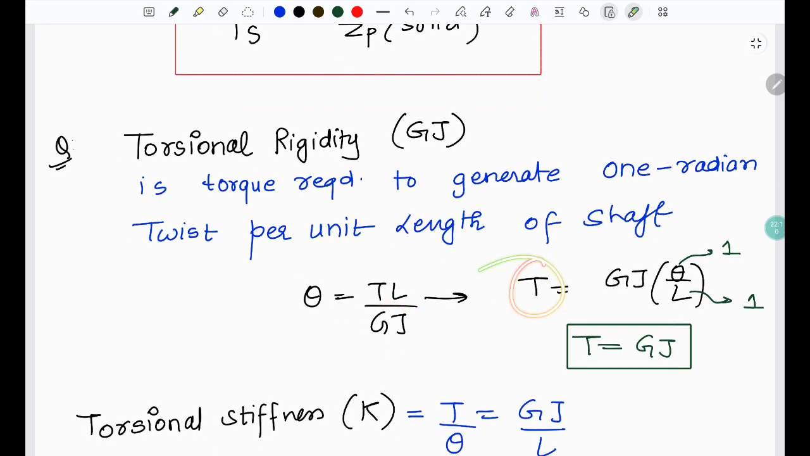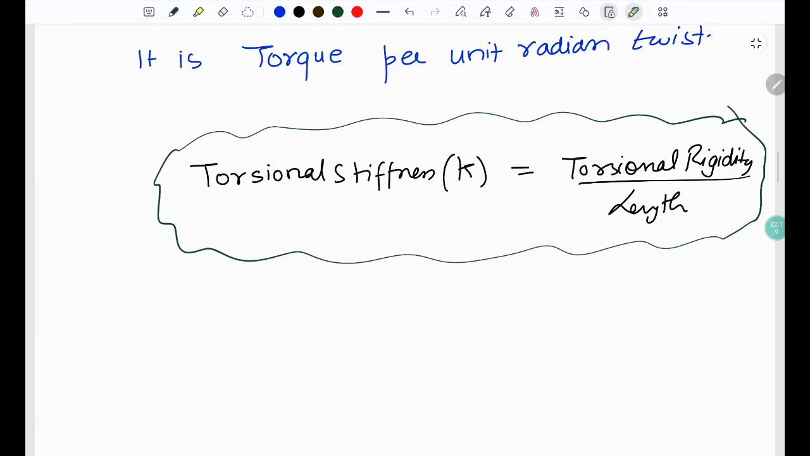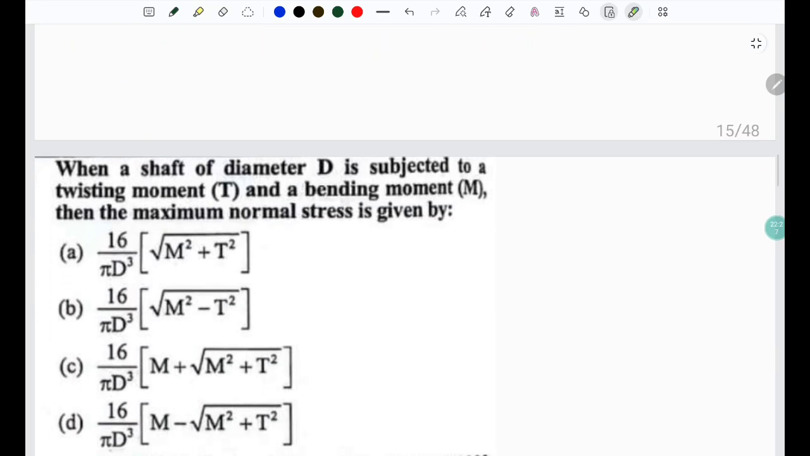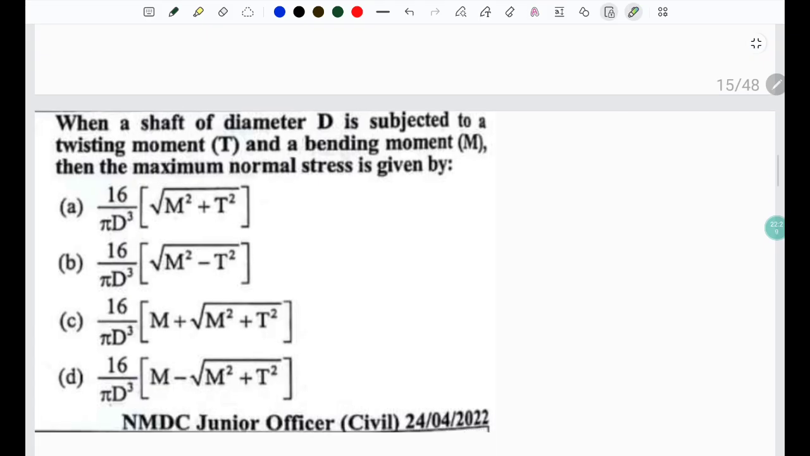You see, torque is GJ theta by L. You keep theta as 1, L as 1, we get T equals GJ. We discussed this before also, that torsional stiffness is torsional rigidity over length. Here is another question which asks the maximum normal stress given bending moment and twisting moment. The correct answer is 16 by pi d cube, bracket M plus root under M square plus T square, that is C.